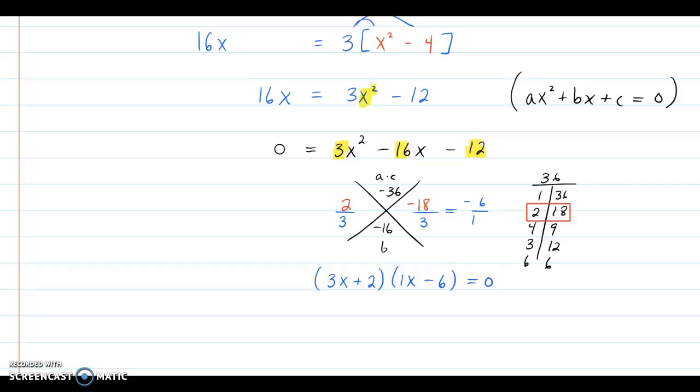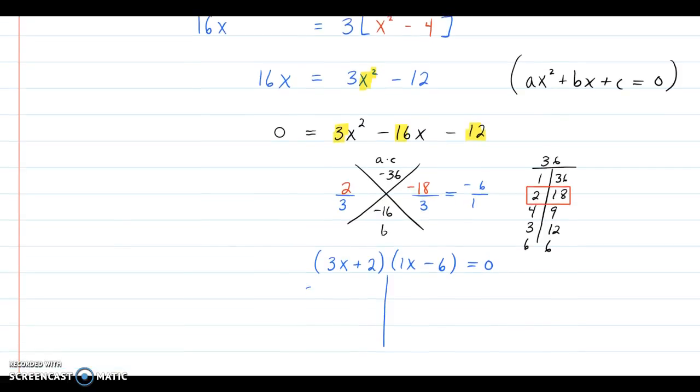And so we can solve each piece here. If I solve the first piece, we have 3x plus 2 is equal to 0. If I move the 2 over, that becomes negative 2. Then if I divide by 3, I end up with negative 2 over 3 as an answer. For the other one, we have x minus 6 is equal to 0. If I add 6 to both sides, then x is equal to positive 6. And so I have my two possible solutions here.